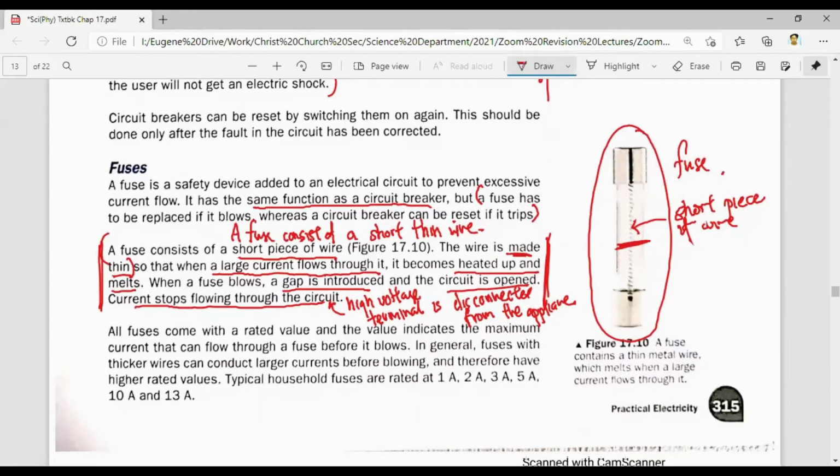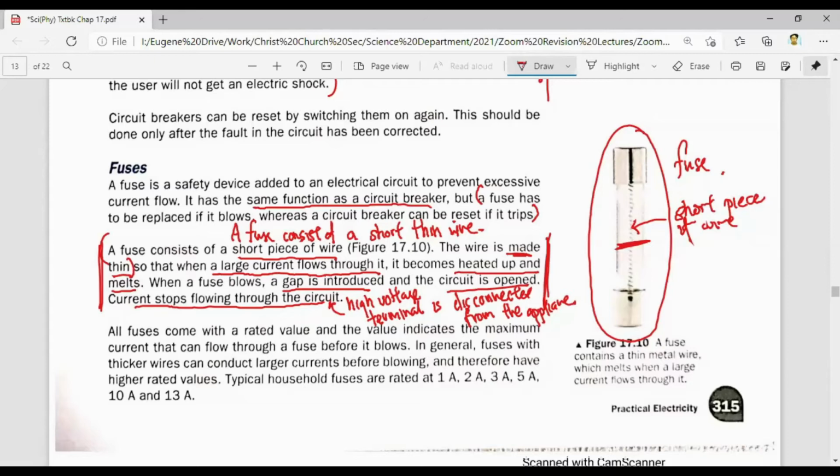I'm sorry, but you really need to memorize it because most of the people always miss out certain info, such as large current flow through it, or the circuit is open. They miss out all the little words. So do take note of this. Be very specific. Be very meticulous in trying to remember this.